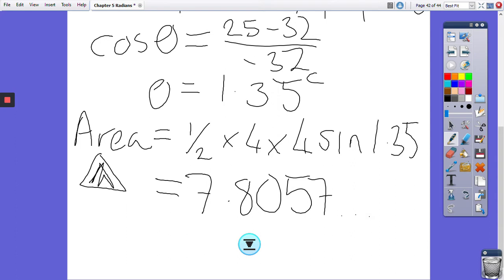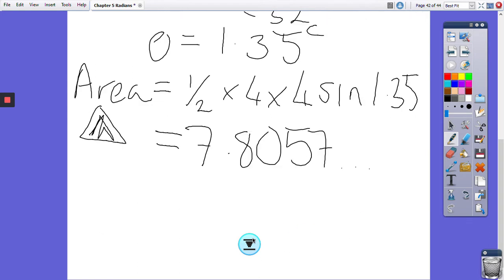I should say, by the way, that I used a half AB sine C on that one, as we know back to our GCSE days. Half AB sine C, A and B, of course, 4, and it's the angle in between, so it's sine 1.35.